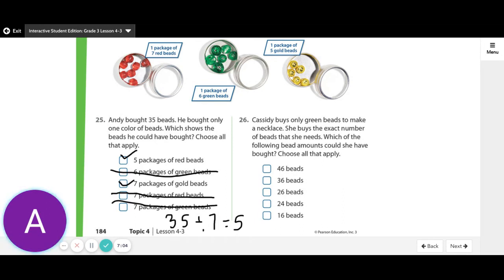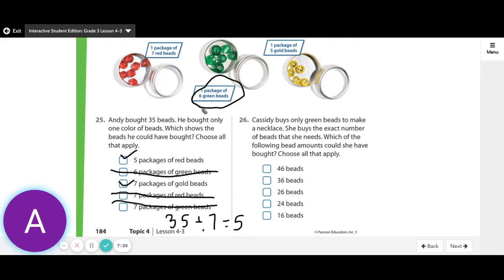Number 26. Cassidy buys only green beads to make a necklace. She buys the exact number of beads that she needs. Which of the following bead amounts could she have bought? Choose all that apply. So you want to make sure she uses each bead in her package, so there's none left over. So she's looking at the green beads.